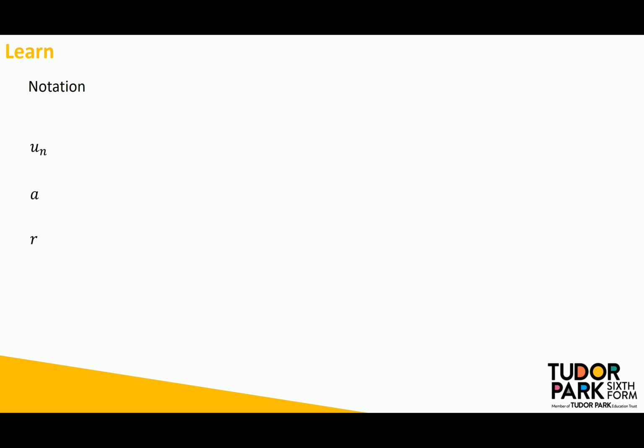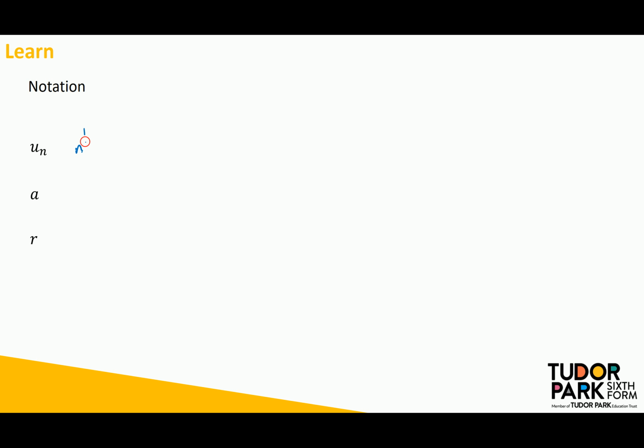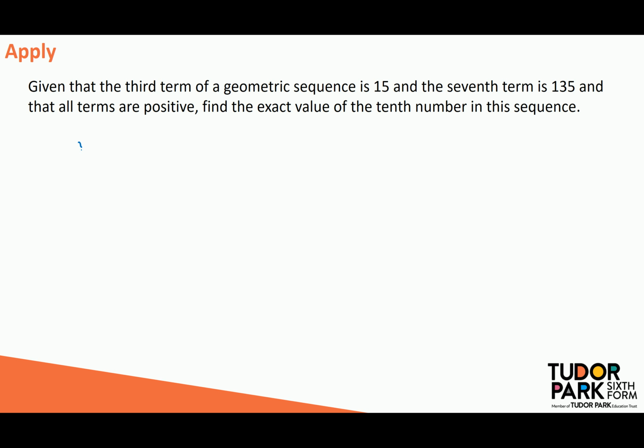Again, we look at some notation. So this is going to be my nth term. What else do we have? We have a is still our first term, and r is now our common ratio. So to generate any term in this sequence, it's going to be the first term multiplied by the common ratio to the power of n minus 1. So let's go ahead and use that.